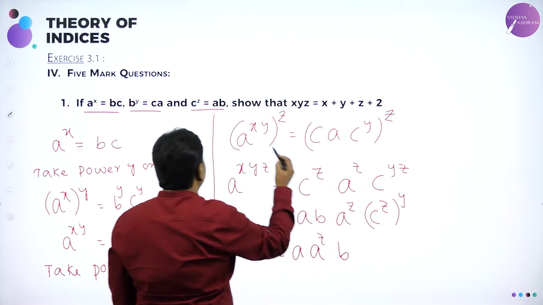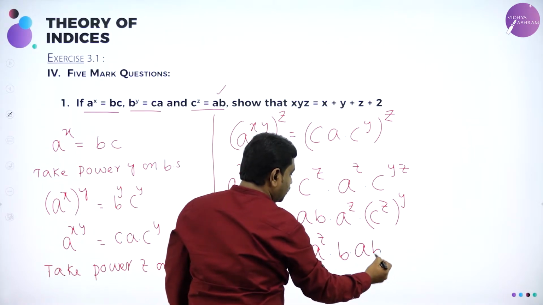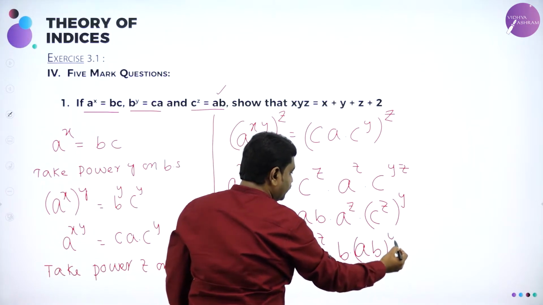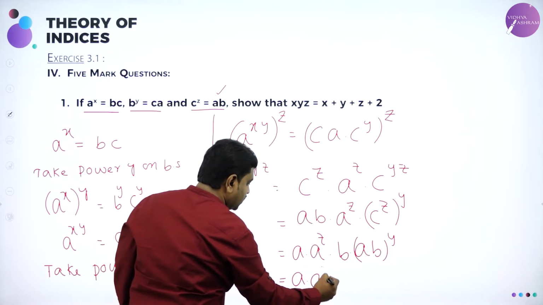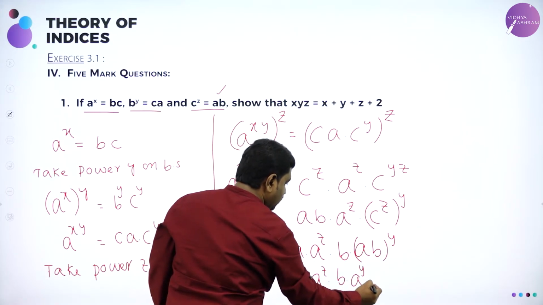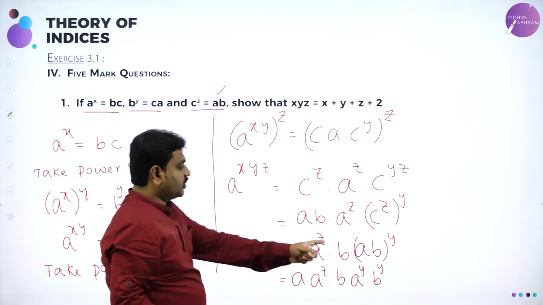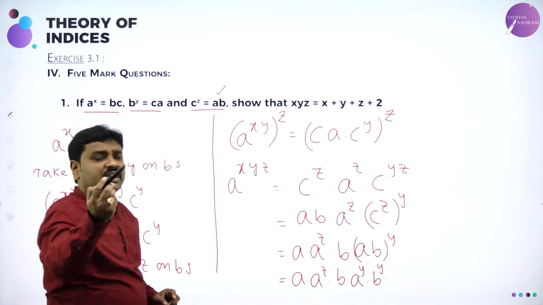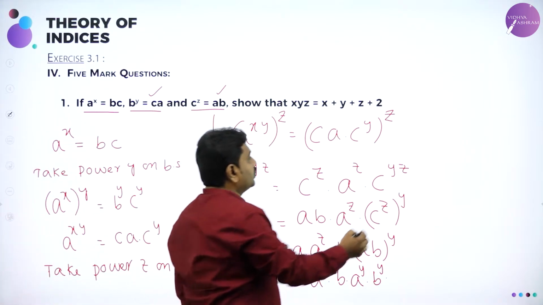And c power z, you know what is c power z? What is c power z? ab. In the place of c power z, I'll put ab. Whole power, right, I have y. Now I'll take y inside. So I have a power z, b, a power y, and again b power y will have. So now when I take y inside, b power y, you know the value of b power y, it is given. What is b power y? Ca. Substitute it.